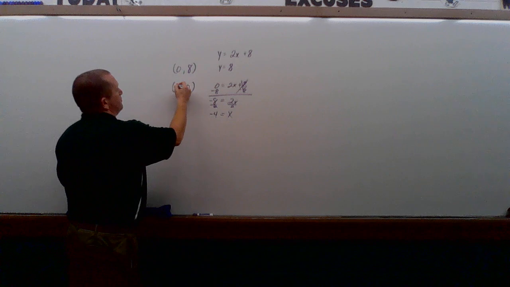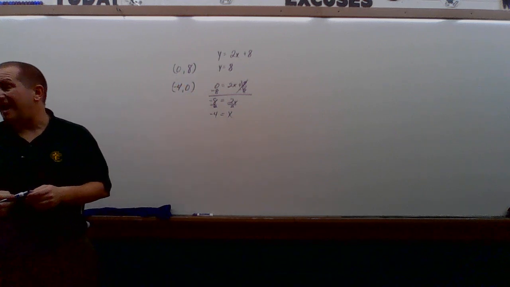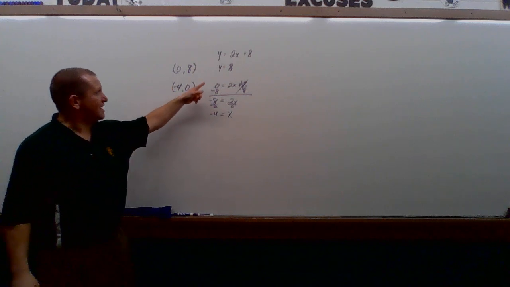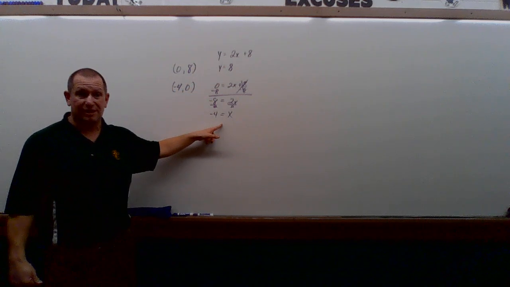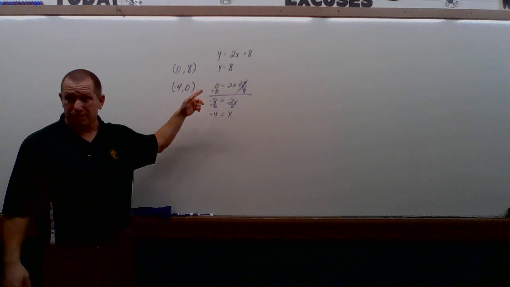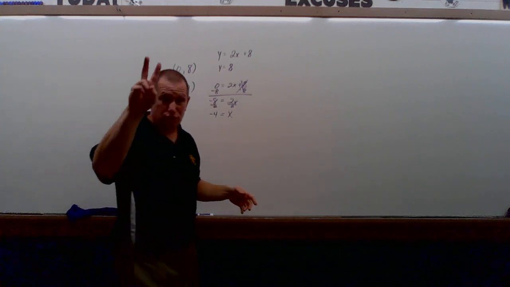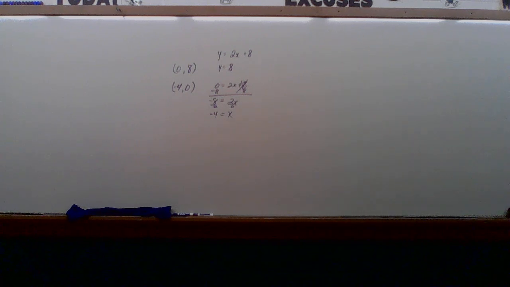So make sure if you are asked to find the intercepts that you write them as points. Don't just say y is equal to 8 and x is equal to negative 4. Don't put them together and say negative 4 comma 8 is my intercepts. There's always 2 answers. Okay, so how do I graph this?